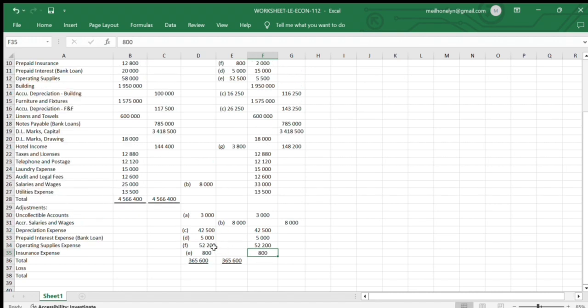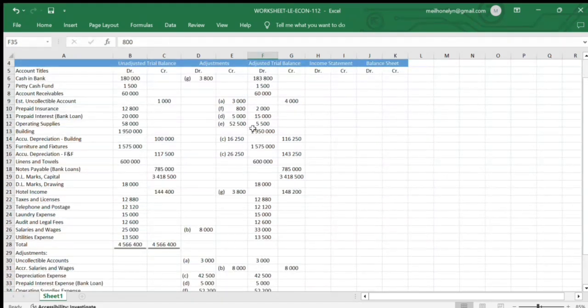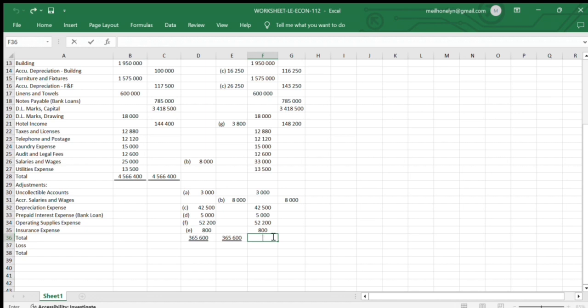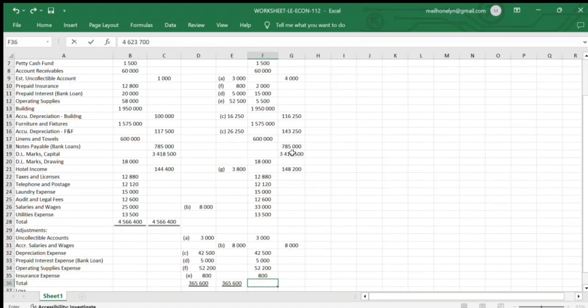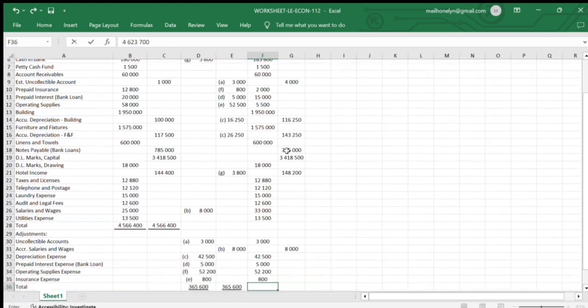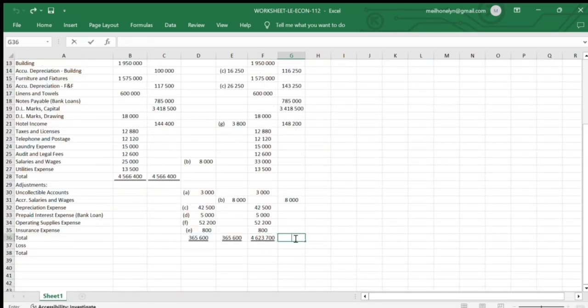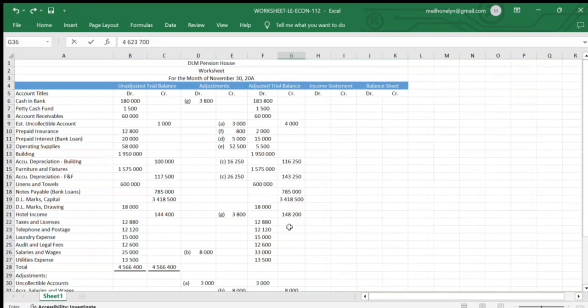If you add all the amounts on the debit side of the adjusted trial balance, we will have a total amount of 4,623,700. As well as on the credit side of the adjusted trial balance, we also come up to the amount of 4,623,700. So this indicates that they are in balance. That's all for the adjusted trial balance, everyone. Thank you.